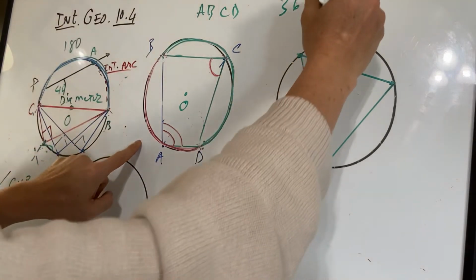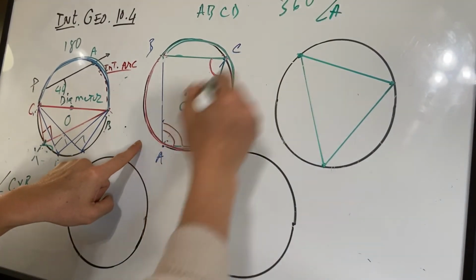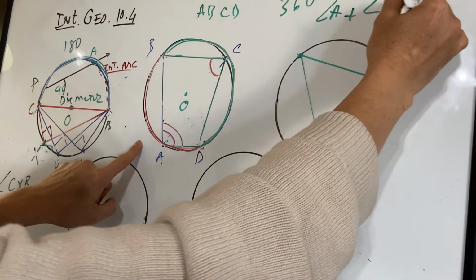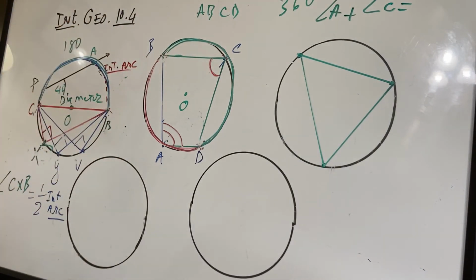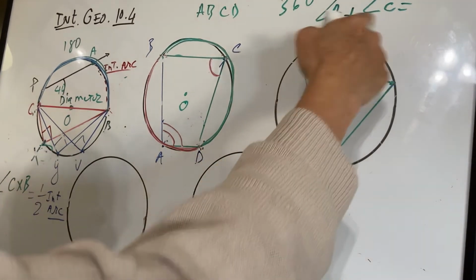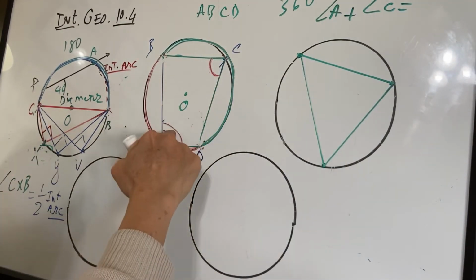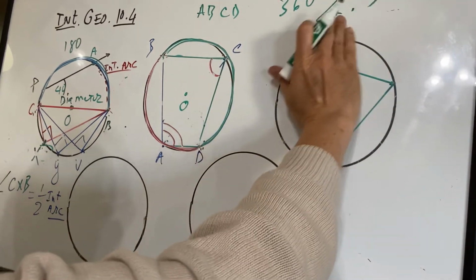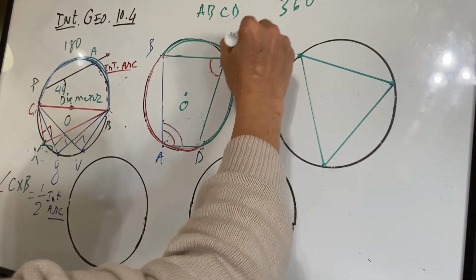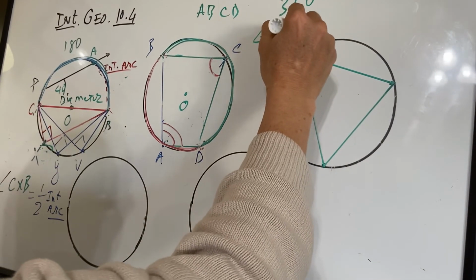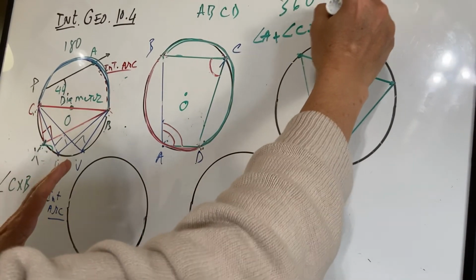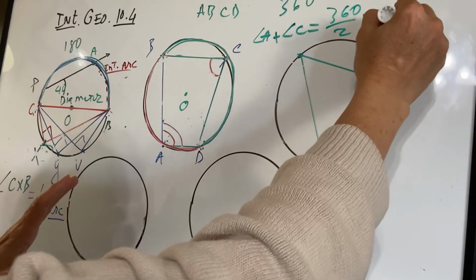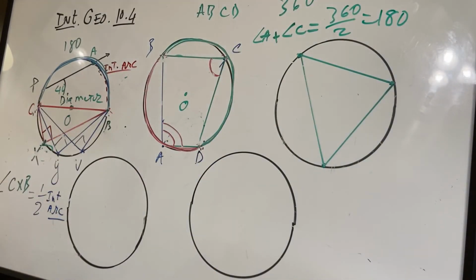Therefore, angle A, let's call this angle A, plus angle C equals what? Can you see that, y'all? Angle A plus angle C, look. Let me put it down here so you can see. Therefore, angle A plus angle C is half of the 360, which is what? 180. There we go, perfect.